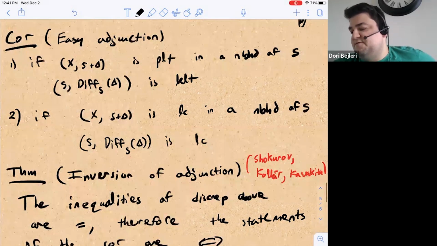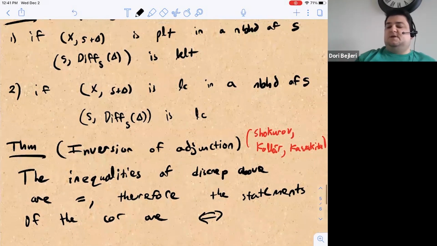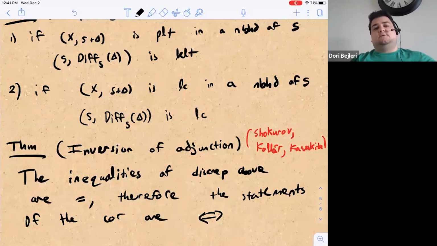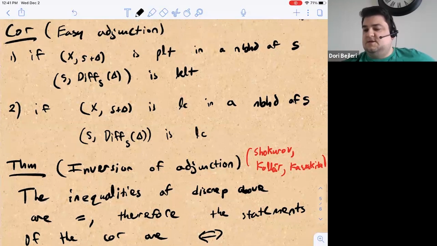Okay, so with that modification, this hard inversion of adjunction theorem tells us that essentially these are if and only ifs. This is quite useful because if you want to check that something is PLT or log canonical, you can take a generic hyperplane section, let that be S, slice by it, and check that when I slice by it, I get something that's KLT or log canonical. Then inversion of adjunction tells us that my original thing had these singularities in a neighborhood. So it's quite useful, but quite a bit harder than the easy direction.